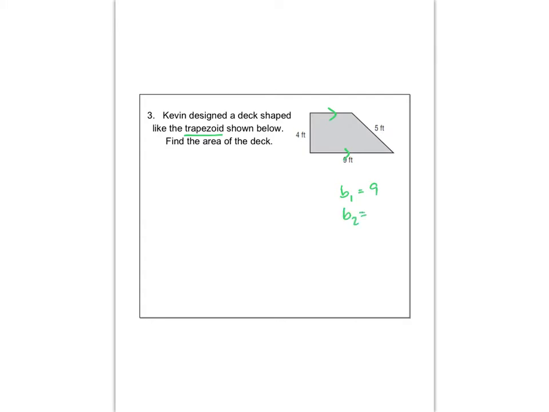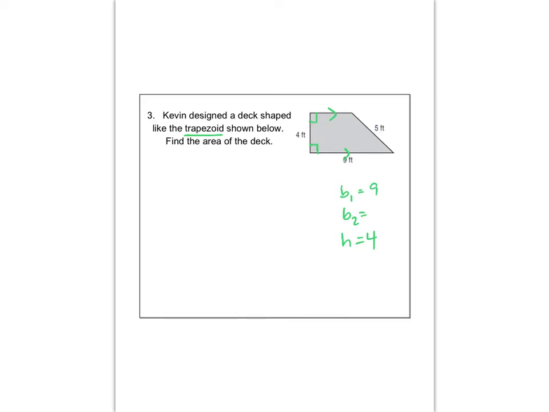However, do we know the height? Well, it's not really shown here, but I think we can assume that those two corners are 90 degrees. And so the height in this case is going to be the 4. That's the distance between the two parallel lines. All right, so let's try to find that other base.